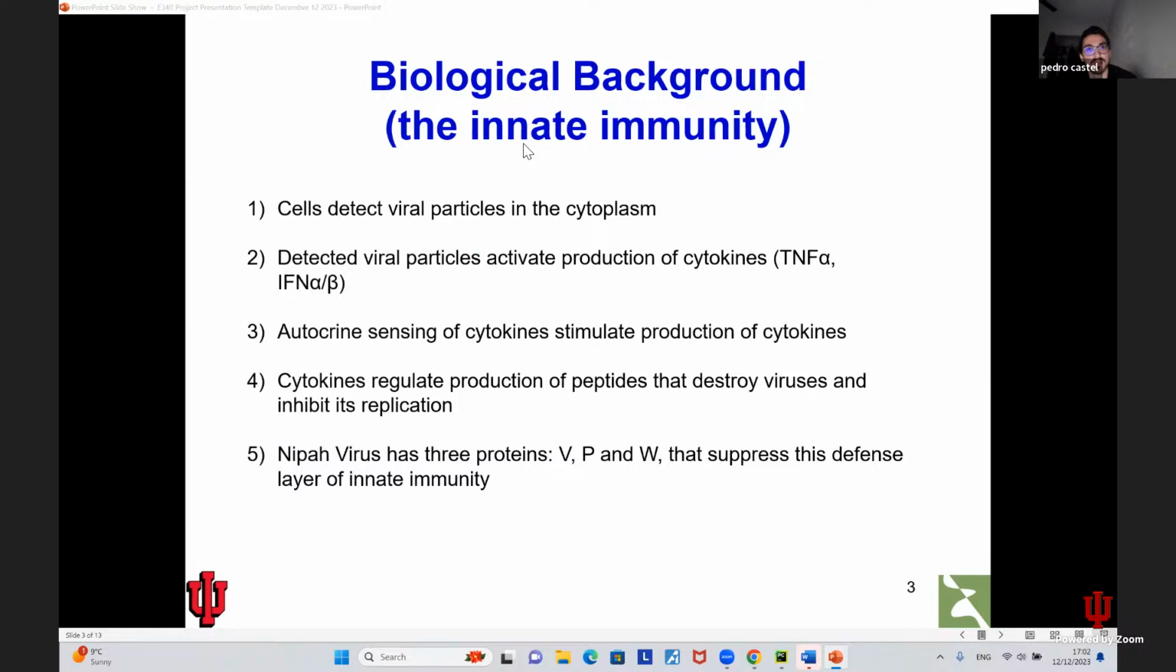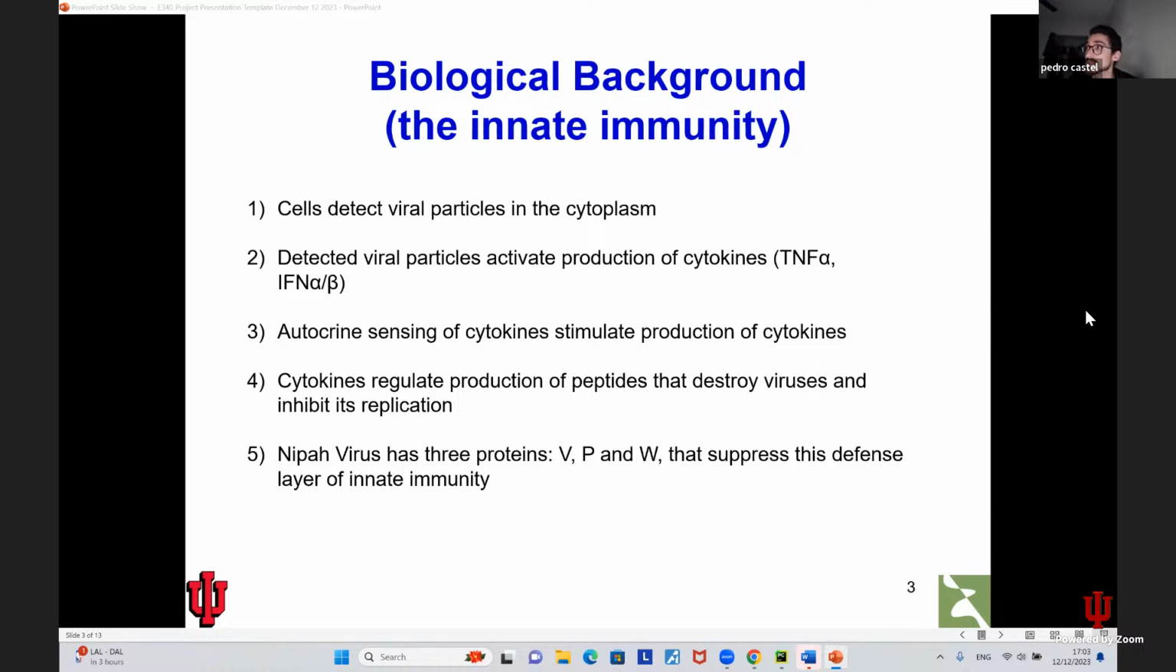So let's start with the biological background. What is innate immunity? I think this is the core concept here, and this is the learning objective of my project. First of all, cells can detect viral particles in the cytoplasm. They can detect other particles from other types of living or non-living beings out there, but focusing on viruses like Nipah virus, influenza, etc.